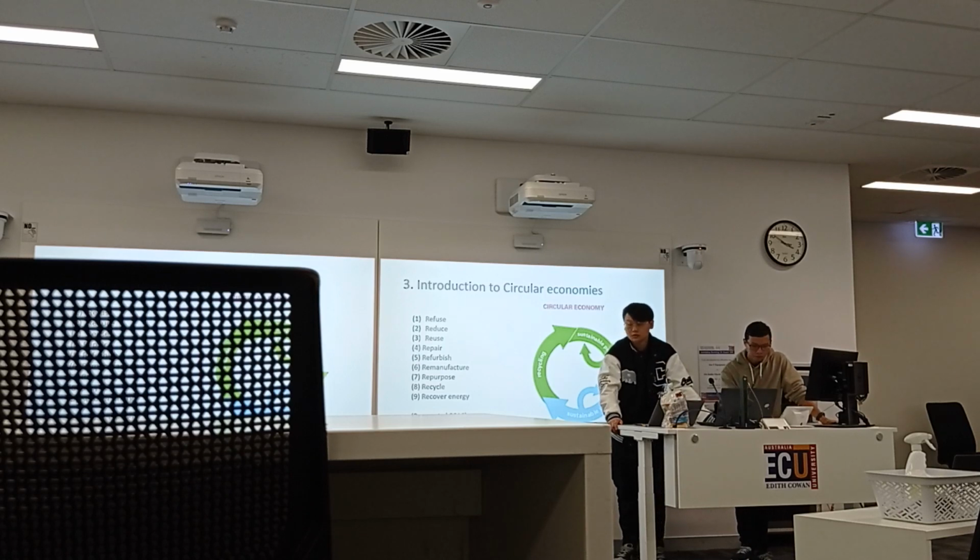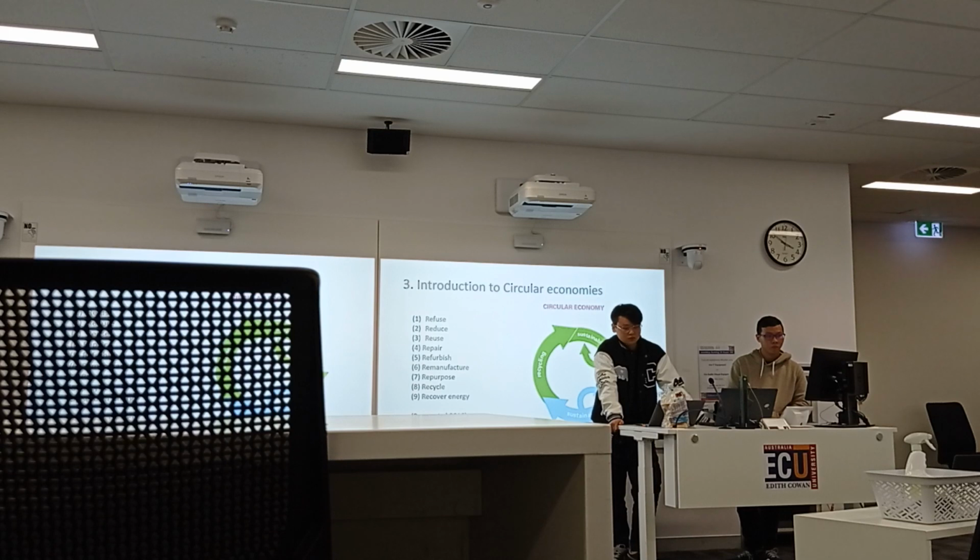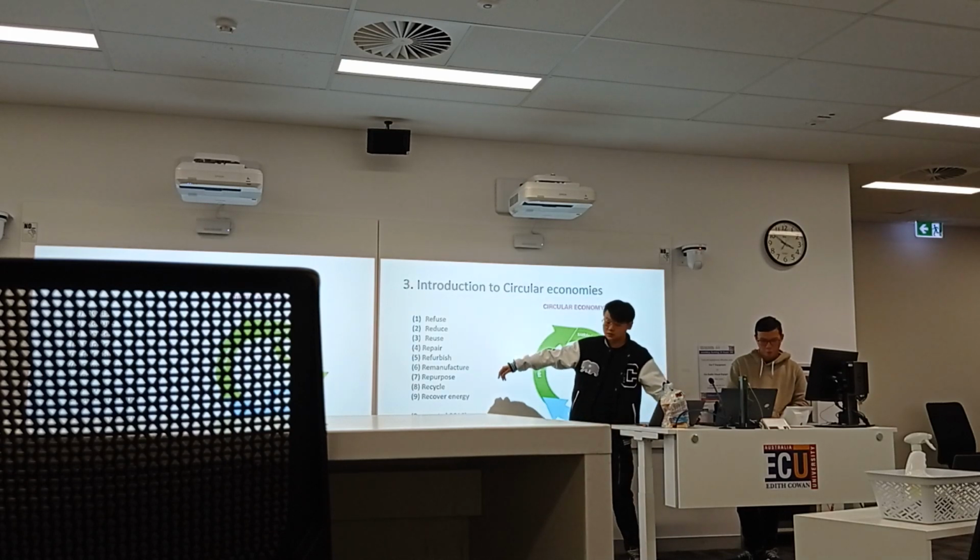And now, next, I want to introduce another way to have a better understanding of the circular economy. Well, the first one is refuse. It means preventing the use of raw materials. And the second one is reduce.